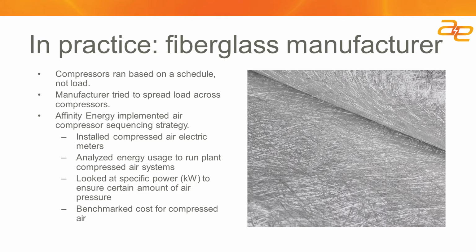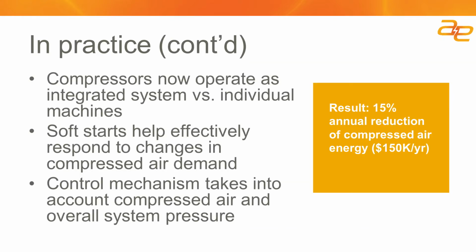And then based on that, looking at the cost of energy, the cost of electricity, as well as the specific power of the compressed air system, the owner was able to benchmark the energy use for compressed air. And what they found is that compared to industry standards in terms of specific power for compressed air, they were in excess of what the typical industry was consuming in terms of energy use. So the next step was to then upgrade the controls on the compressor.